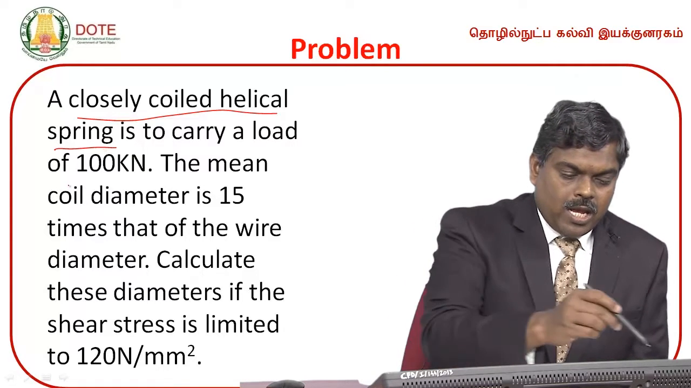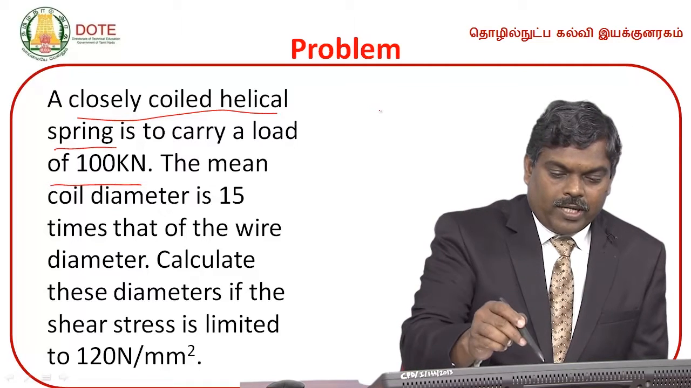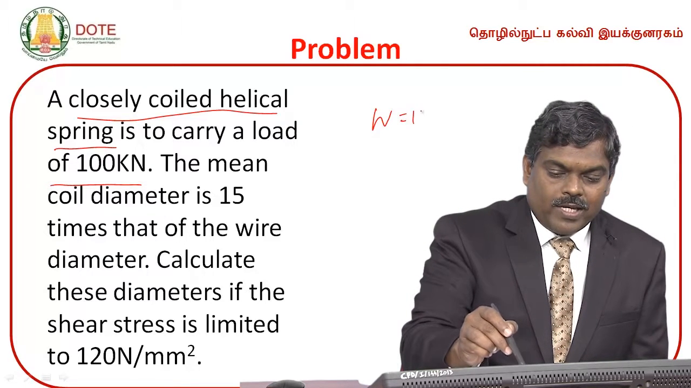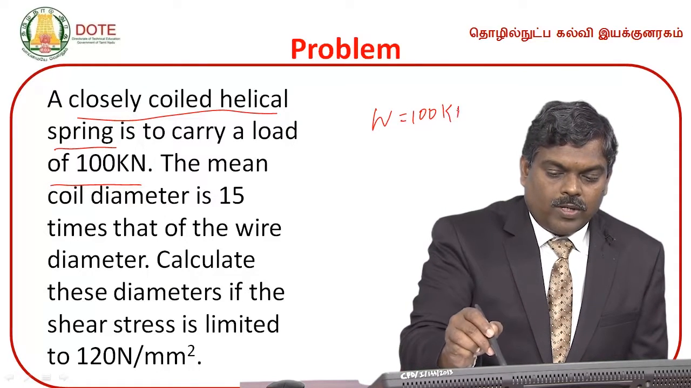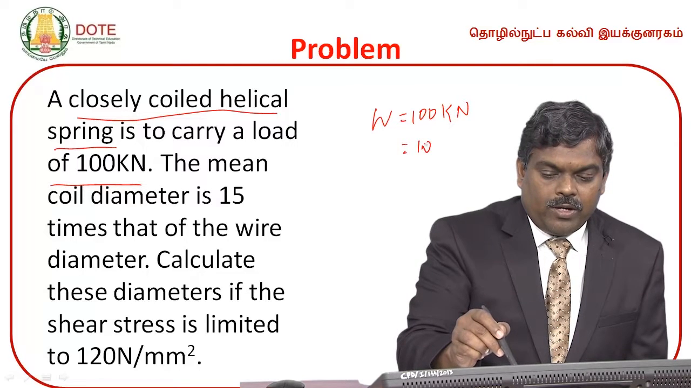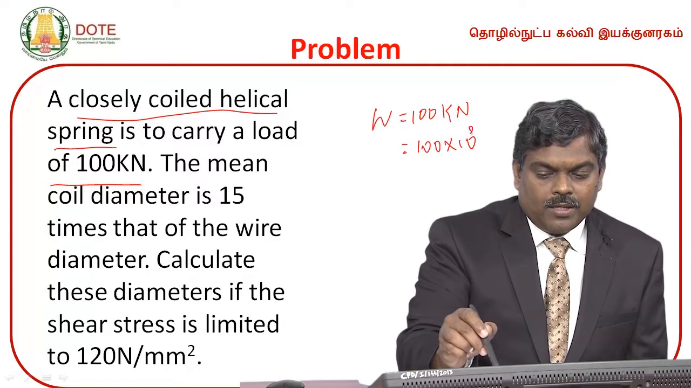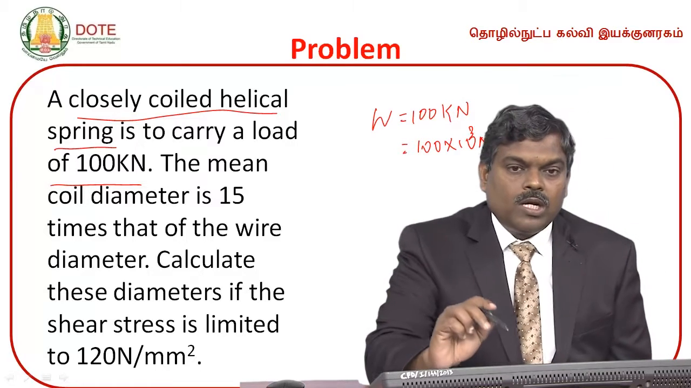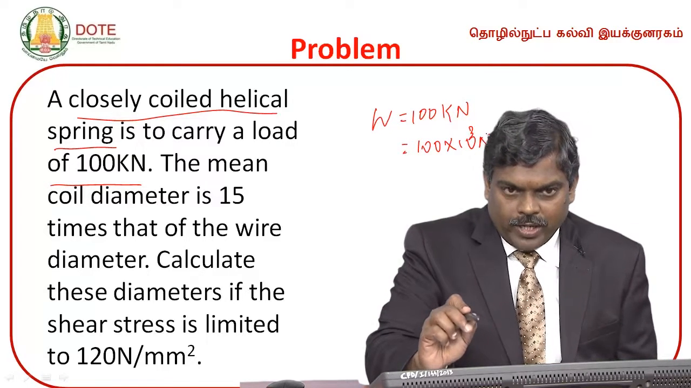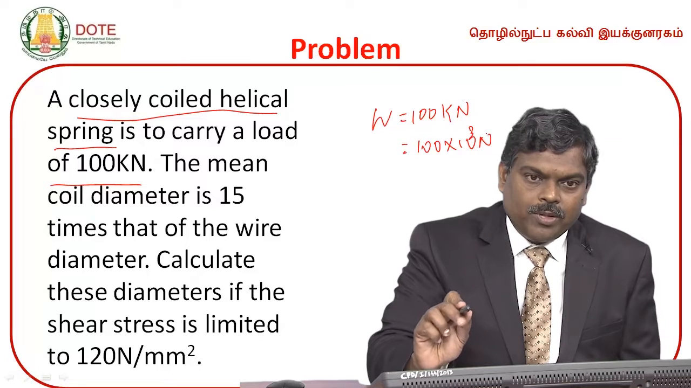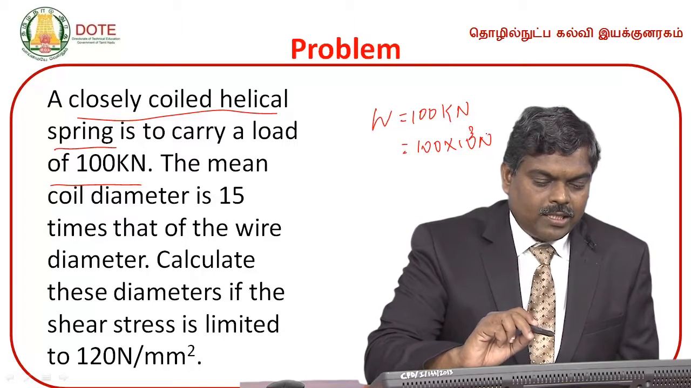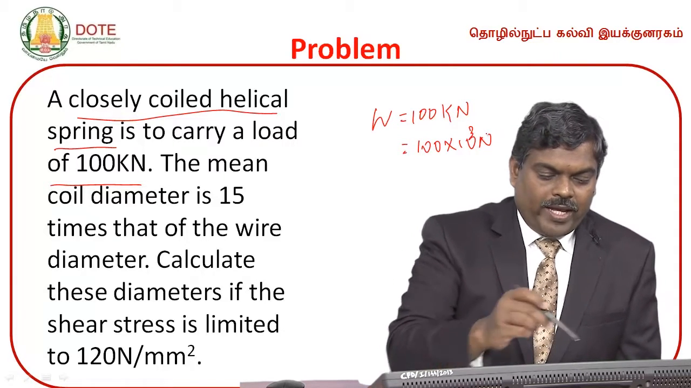Is to carry a load of 100 kilonewton. So load is given as 100 kilonewton. It can be converted into 100 into 10 to the power 3 Newton, because 1 kilonewton is 1000 Newton. The mean coil diameter is 15 times that of the wire diameter.